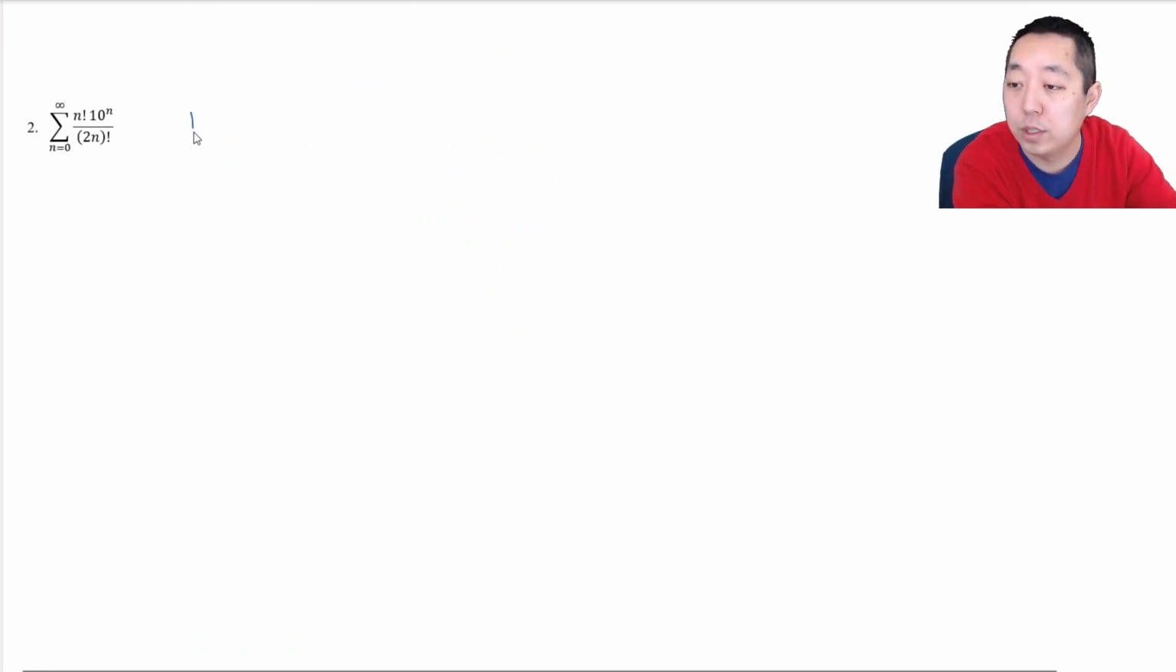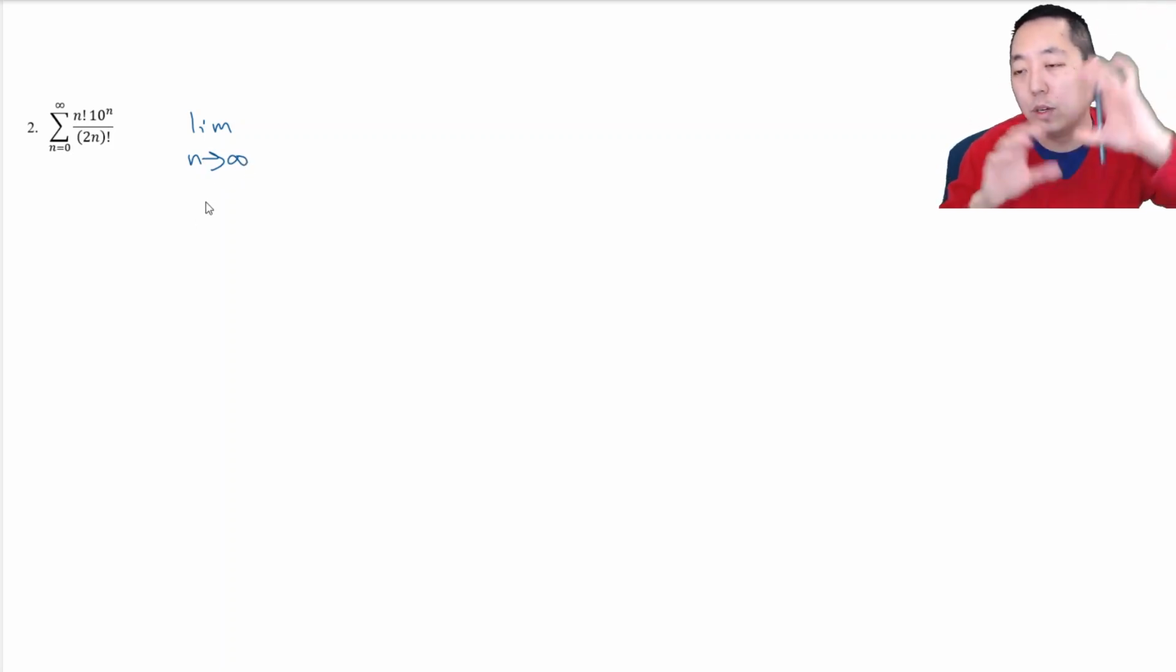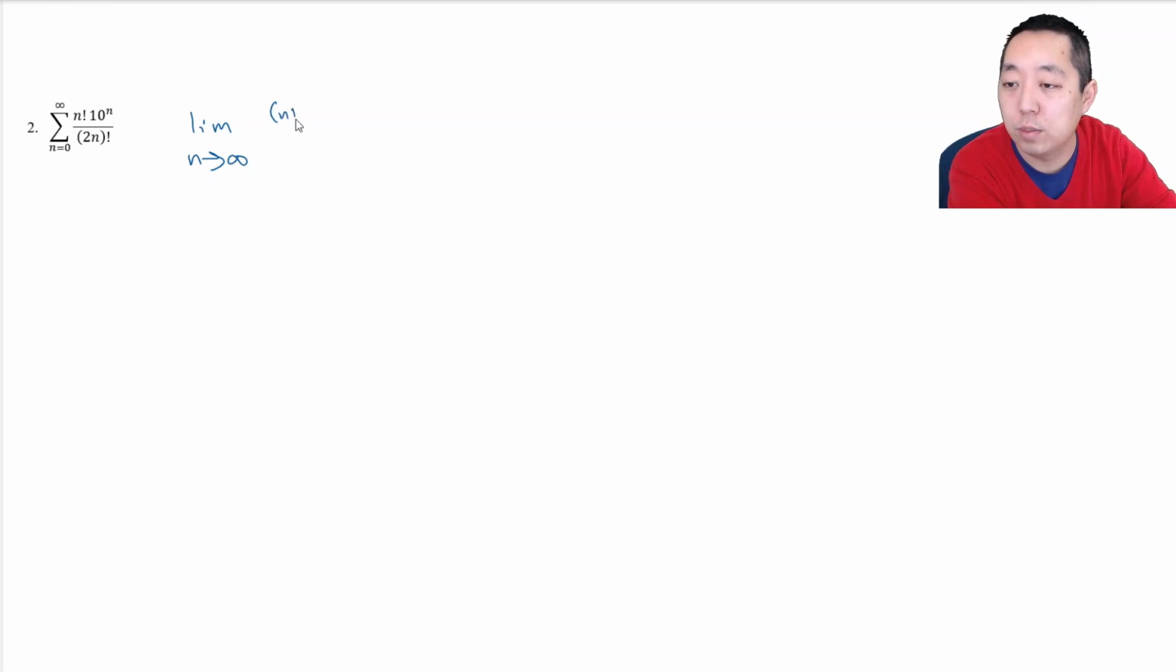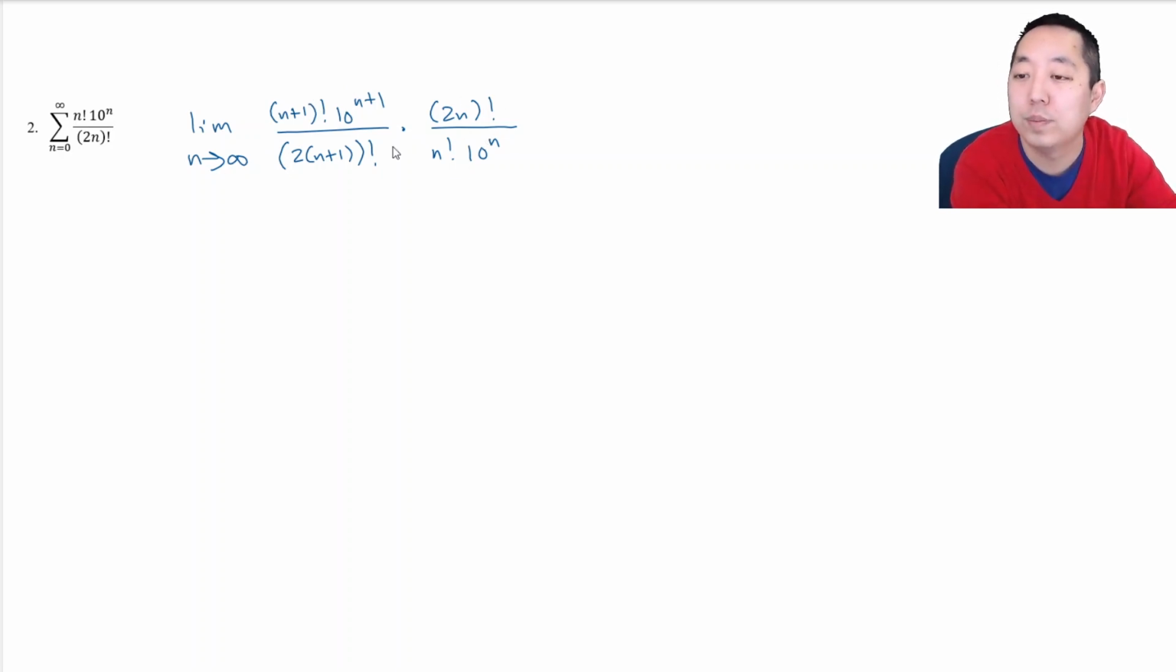So again, we're going to do the ratio test. Limit as n goes to infinity. I tend to shortcut this because you're going to do n plus 1 over n. So I really write this as n plus 1 factorial, 10 to the n plus 1, over 2 times, if I plug n plus 1 here, it's going to be 2n plus 1 factorial. And then I multiply by this whole thing flipped, right? Because I'm going to divide; this is the a n plus 1 term, this is the a n term, just flipped.